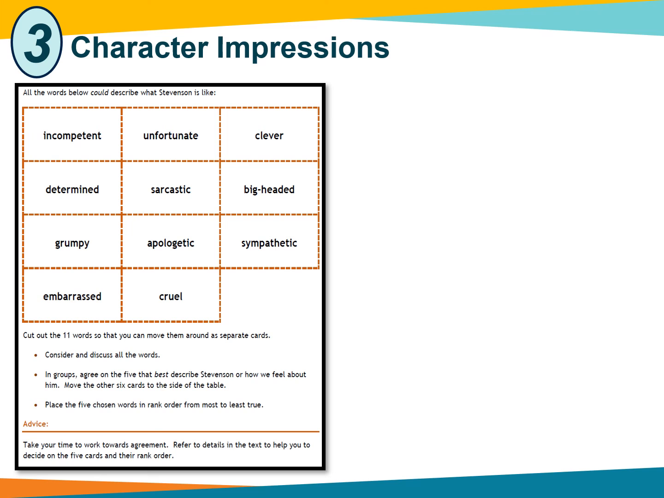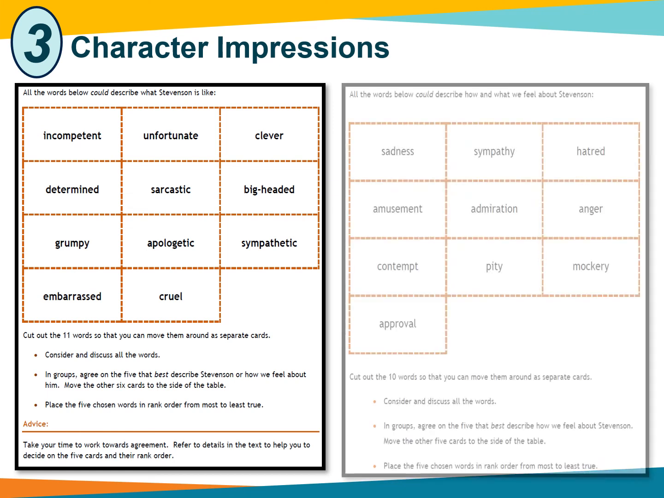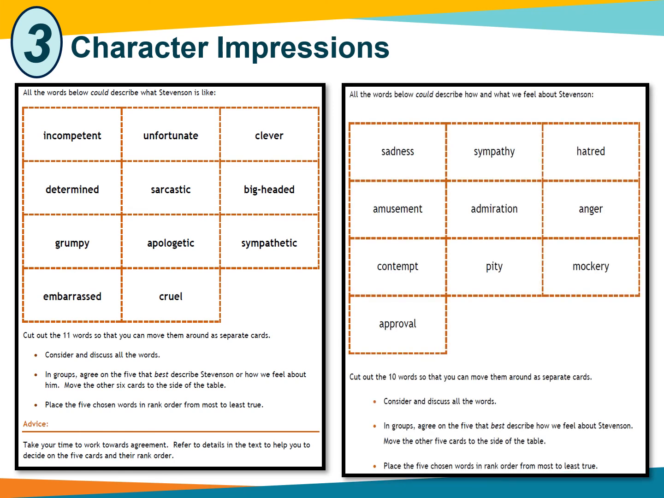They can then take their time to work towards agreeing as a team. They can refer to details in the text to help them to further decide on the cards and their ranked order. If you want to take students to the next level, you can have them discuss how and what they feel about the character. Just like in the other activity, students can be given a set of cards that they can work with. The number can vary. They will consider and discuss all the cards, then they will agree on the cards that best describe how they feel about a certain character, and then they just set remaining cards aside.